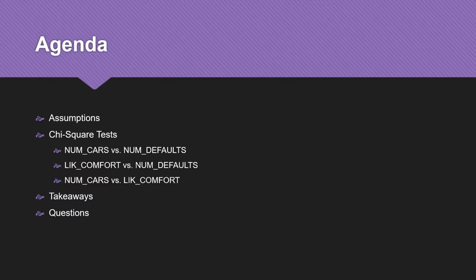Our agenda for this presentation: we're going to talk about some assumptions before we get into the tests. Then we're going to look at our chi-square tests. We have a number of variables that we've tested from our data set, and we'll talk about those. We'll go over some takeaways for the presentation and then go over any questions.